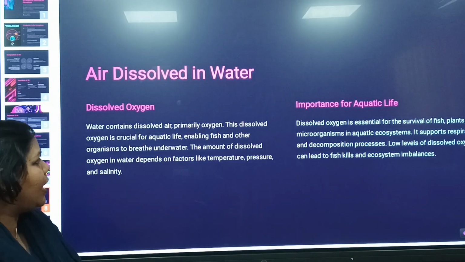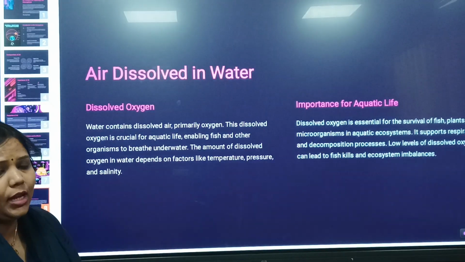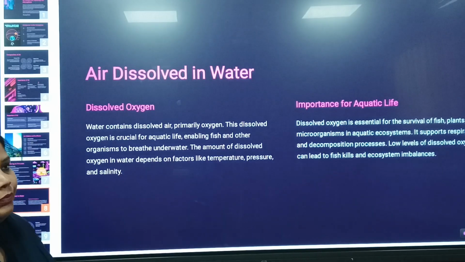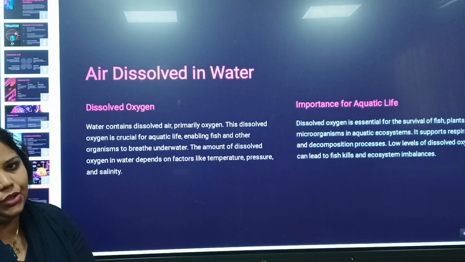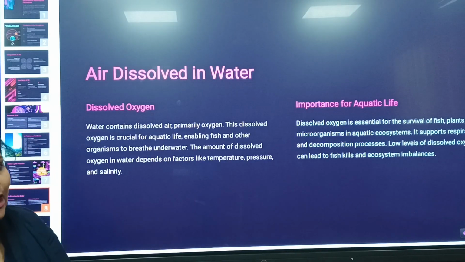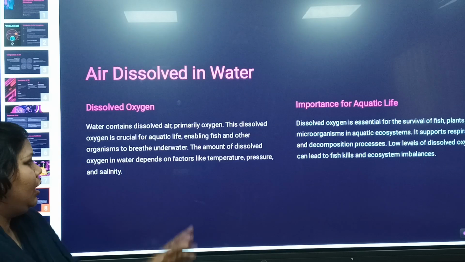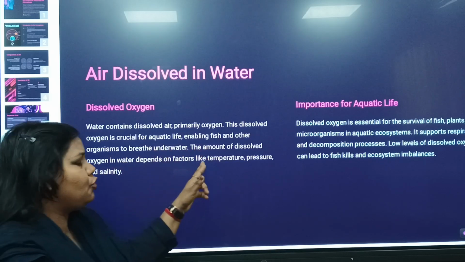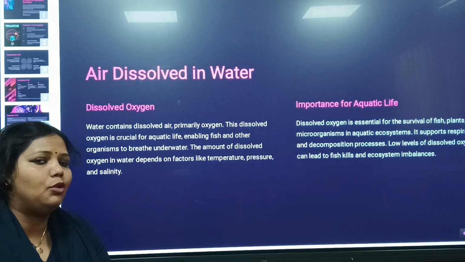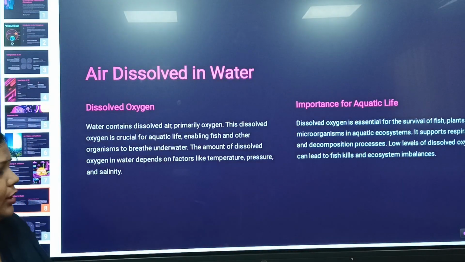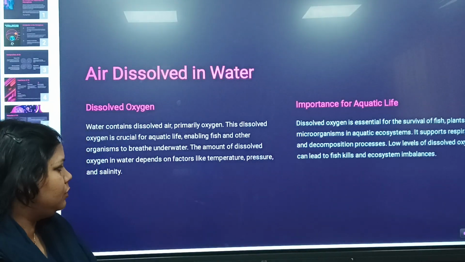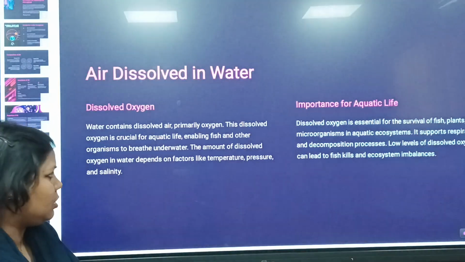So this experiment proves that air is dissolved in water, and there are many aquatic marine animals surviving underwater because water has dissolved oxygen in it, and that is why the aquatic and the marine animals are able to survive under the water. The amount of dissolved oxygen in water depends on factors like temperature, pressure and the salinity. Salinity is the amount of salt dissolved in the water, and you see that marine water has the highest salinity, salt in it.